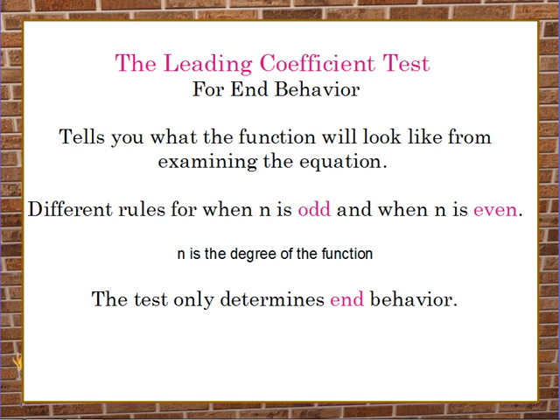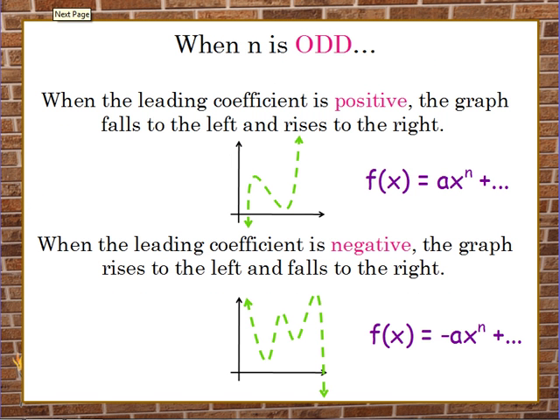All right, let's start with odd. Let's start with odd, okay? So when n is odd, this is the important stuff anyway. When n is odd, if the leading coefficient is positive, then the graph falls to the left and rises to the right. So my left is going down and my right is going up. If the leading coefficient is negative, then the graph rises to the left and falls to the right.